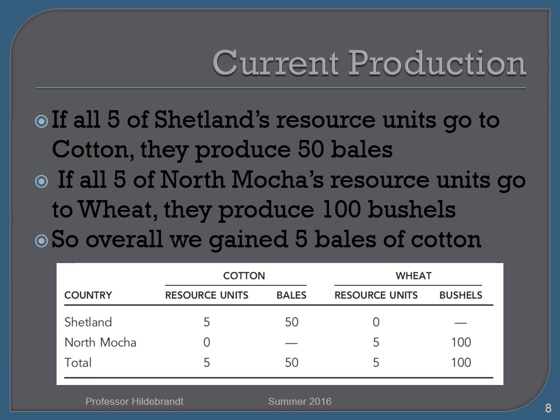And this is just summarizing that. Again, 5 resource units in, 50 bales produced; 5 resource units into wheat here, 100 bushels produced. And when I said earlier to pay attention to the totals, it's because previously when the countries worked independently, we were only producing 45 bales of cotton, and we were also producing 100 bushels of wheat. But overall, we have gained 5 bales of cotton by specializing and exchanging with each other based on the ideas of comparative advantage.